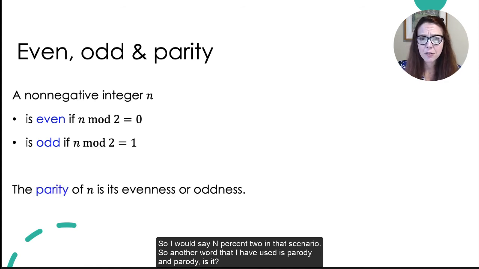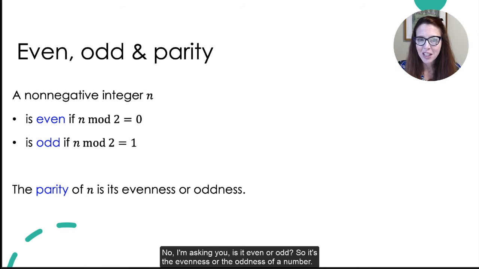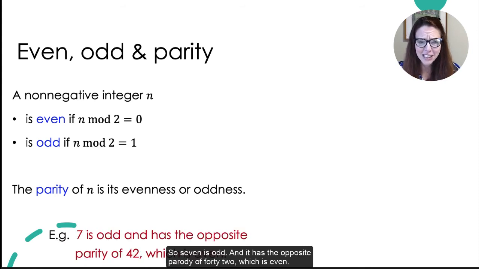Another word that I have used is parity, and parity is an important piece. If I say, what is the parity of that number? I'm asking you, is it even or odd? So it's the evenness or the oddness of a number. So 7 is odd, and it has the opposite parity of 42, which is even.